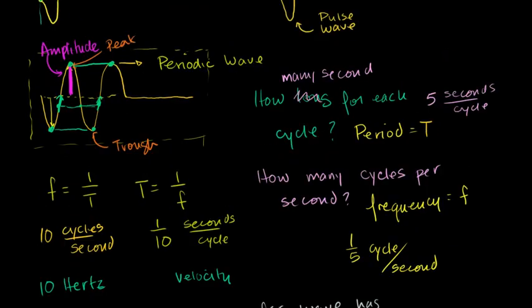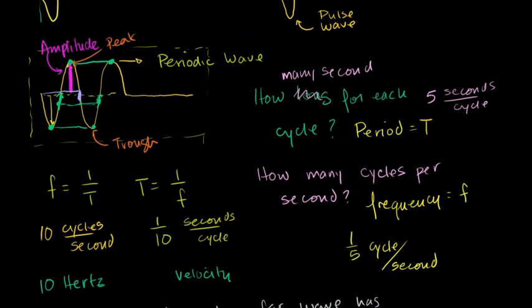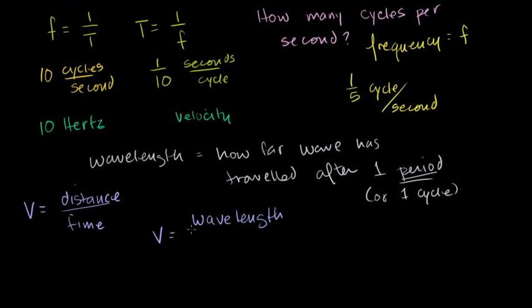right? After one up, down, back again, the wave pulse would have traveled exactly that far. That would be my wavelength. So I've traveled a distance of a wavelength, and how long did it take me to travel that distance? Well, it took me a period to travel that distance. So it's wavelength divided by period.